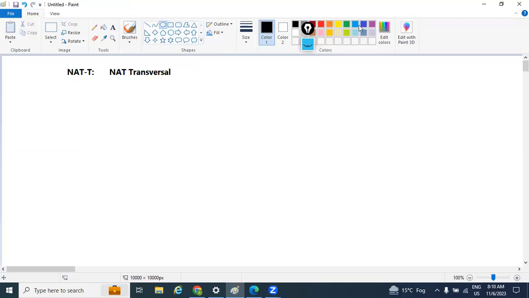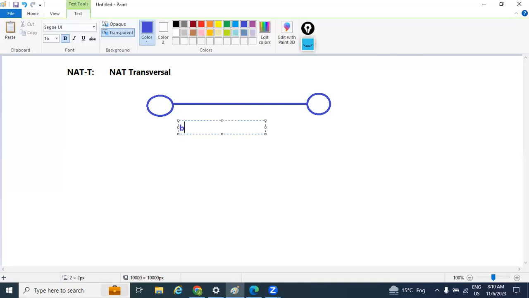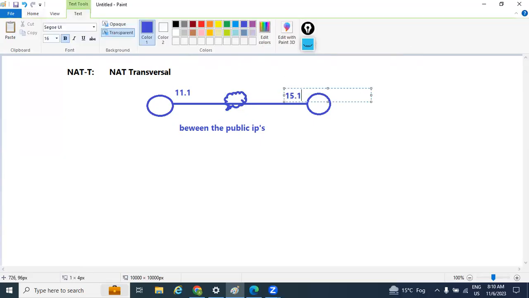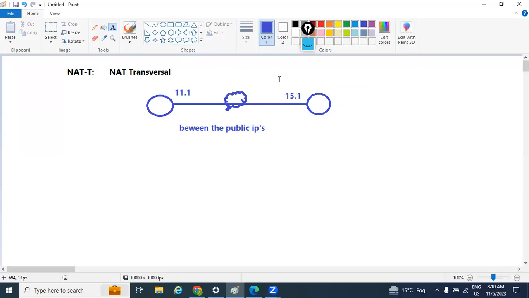So what was the concept earlier? Like VPN we used to configure between the public IPs. Am I right, guys? So VPN we used to configure always between the public IPs. On both the sides, public IPs were there. Let's consider this is 11.1 and in between we have an ISP, and this is 15.1. So reachability was there, because the first concept is reachability must be there. And after that, we can configure the VPN and all.